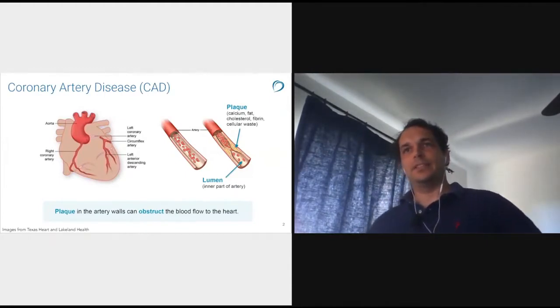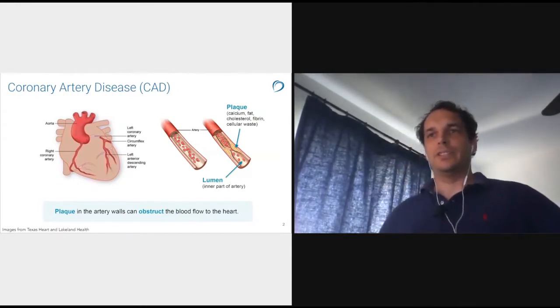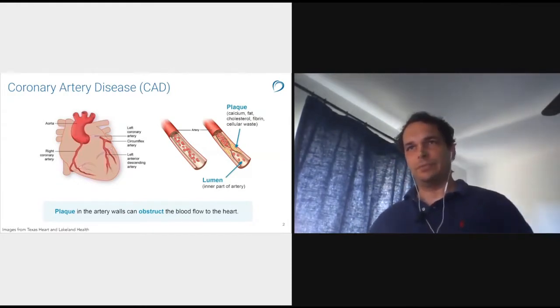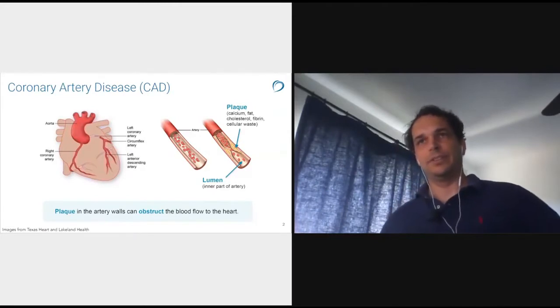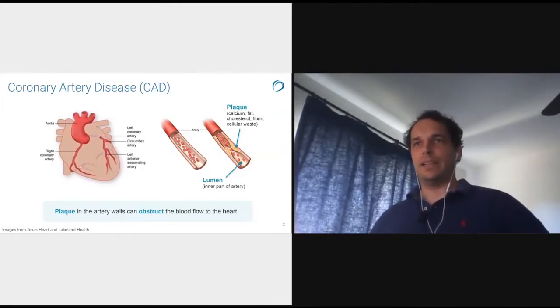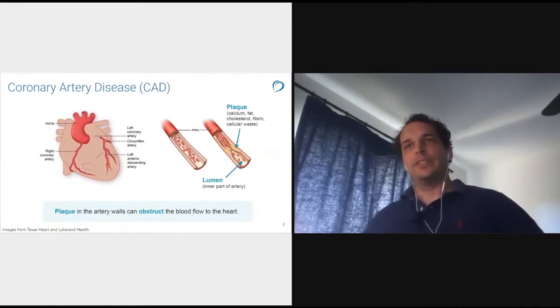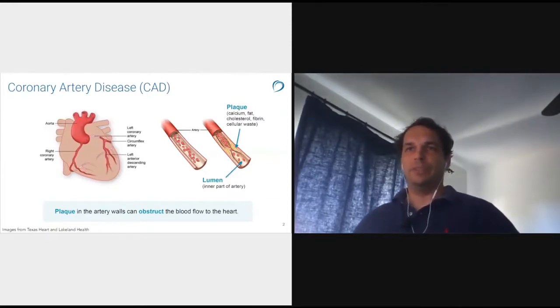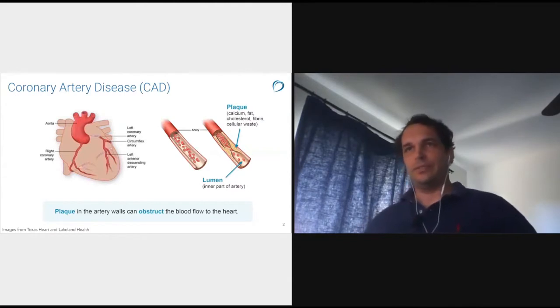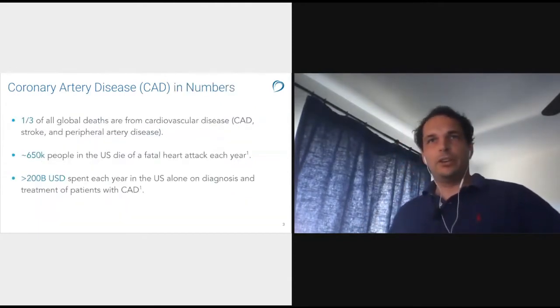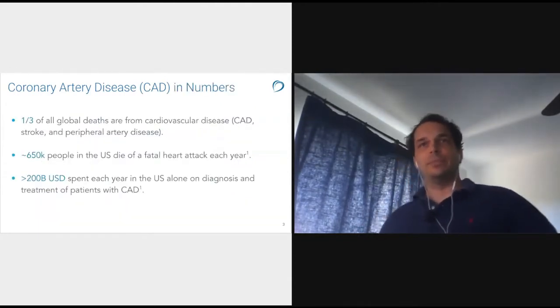And in that case, so if it's obstructive, then the patient needs to be treated either with a stent, which is a metallic coil that needs to be inserted into the coronary artery, or it needs to be bypassed, for instance, with a blood vessel from the leg. However, if it's non-obstructive, so if the disease is mild, then the patient can either be treated with lifestyle changes or medication. Coronary artery disease is very common.